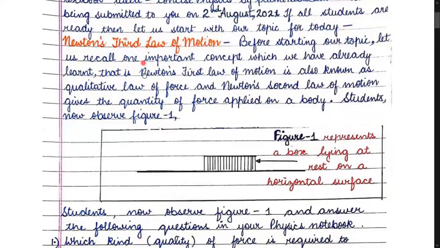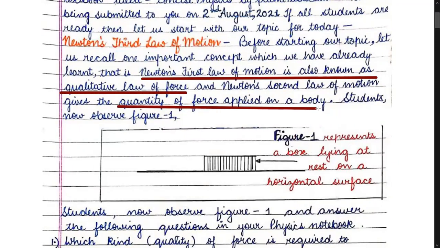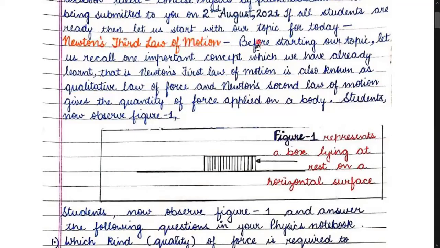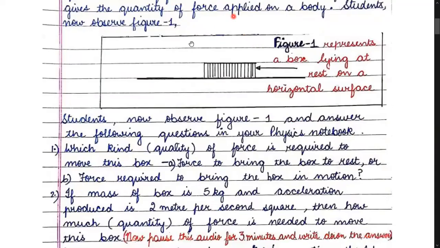of motion. Children, before starting our topic, let us recall one important concept which we have already learned, that is Newton's first law of motion is also known as qualitative law of force. And Newton's second law of motion gives the quantity of force applied on a body. Now children, second law of motion is also known as real law of motion.